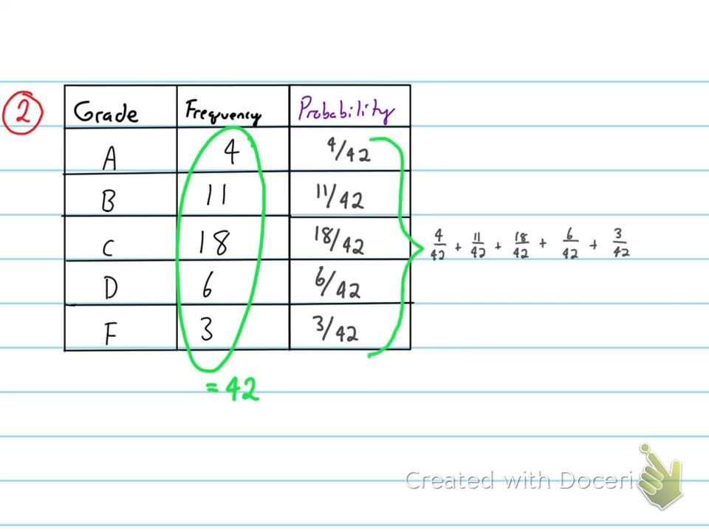So if I add up all these probabilities, I have 4 plus 11 plus 18 plus 6 plus 3 out of 42. What's easy about adding these all together is that since they have a common denominator, I could just add up everything on top. I would get 42 out of 42, which equals 1. So again, last thing to make a note of here is that all probability distributions, that whole column, should always add up to 1. If it doesn't, there's an error somewhere.